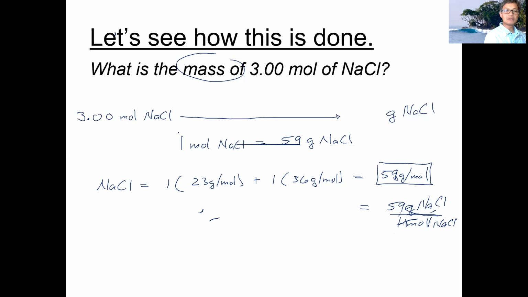That's what the molar mass is, 59 grams of sodium chloride for every 1 mole. So we can set up this equality here. And once we have that, remember, we can use that as a conversion factor. So we can plug it in up here in order to carry out our conversion between moles of sodium chloride and grams of sodium chloride.